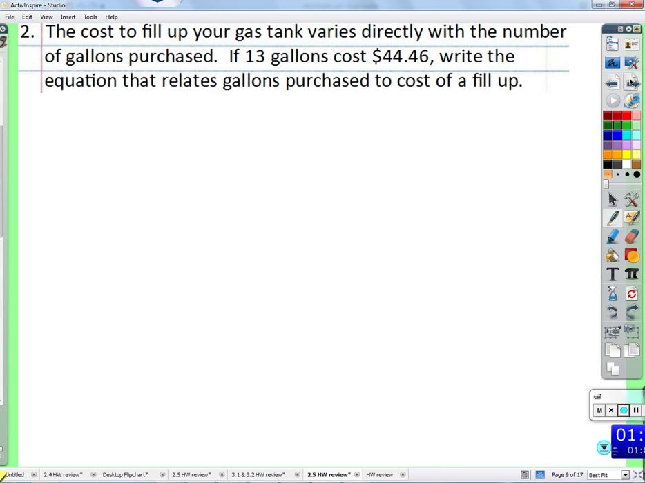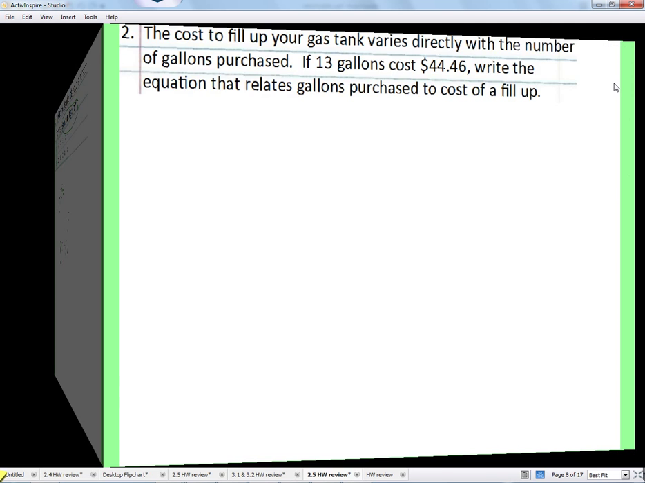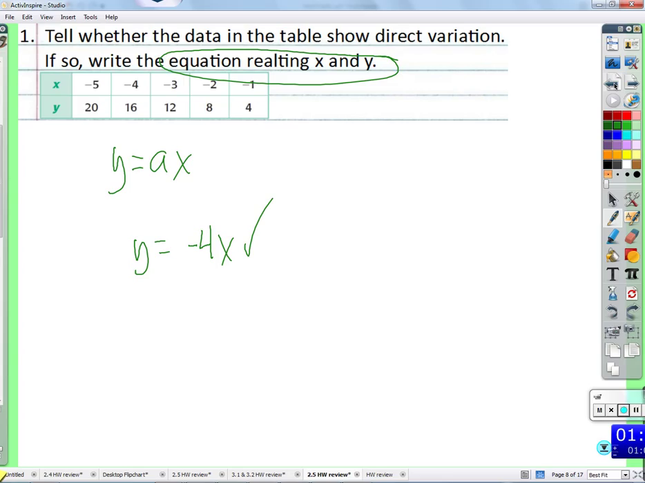Okay, just go back to that one. I thought it would happen to be a four. Oh, it's even easier to see. Oh, you did positive four? Yeah, that's what I thought it was. I thought it was four, not negative four. So your equation is y equals 4x.